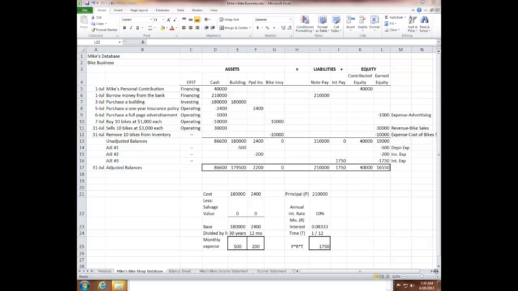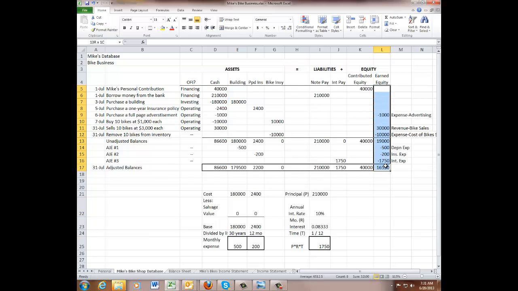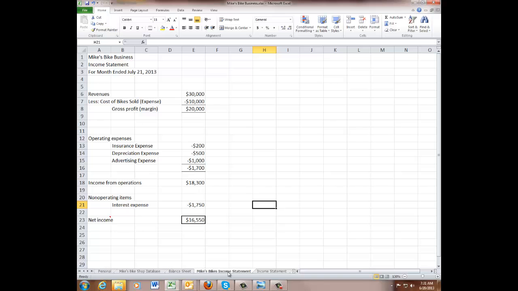Welcome to Lesson 4, Preparing the Balance Sheet for Mike's Bikes. You may recall that in Lesson 3, Mike's Bikes prepared the income statement, and the numbers for the income statement came from the column that we called Equity Earned. And if you remember, all changes in equity as a result of revenues less expenses could be summarized in the formal statement known as the income statement, which is right there.